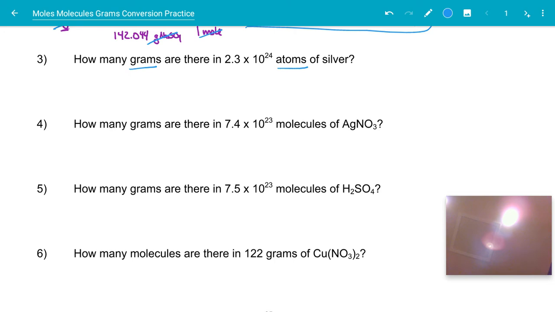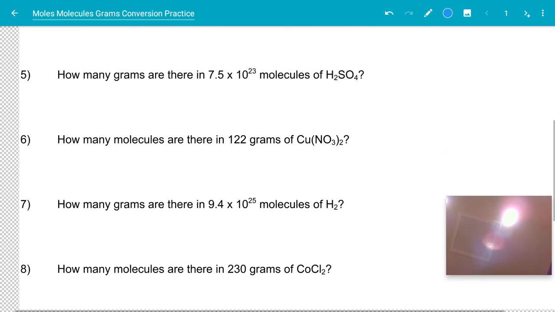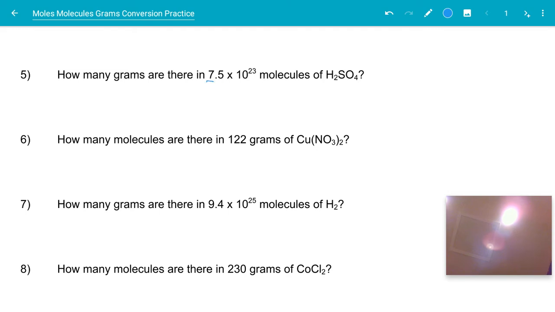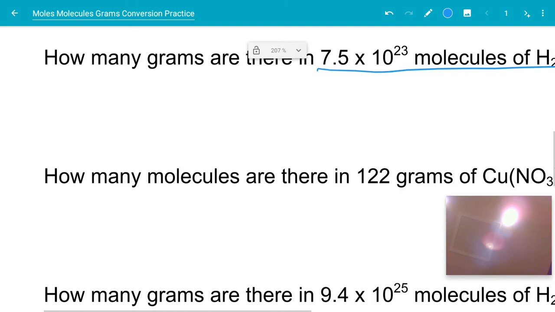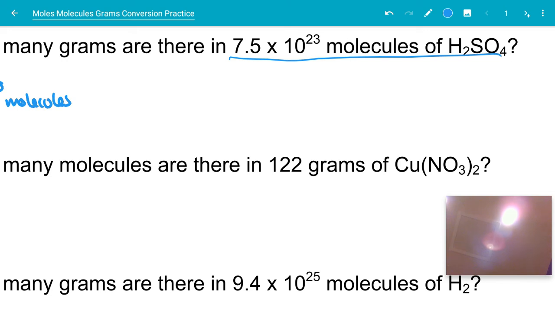How many grams are there in? All right, so let's try that. I'm going to try problem number 5. They give us this number here, so that's what I'm going to write down first. So I'm going to blow it up big so I can see it better. So 7.5 times 10 to the 23rd molecules. And again, I don't get lazy with writing my labels because it makes a huge difference, especially later on in this course. You're going to be so grateful if you are used to writing everything out and not skipping.